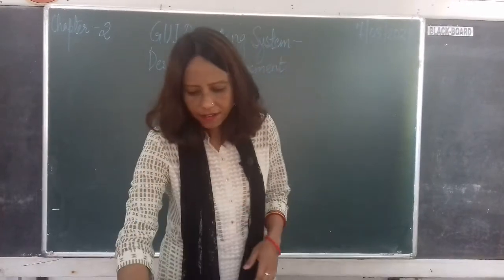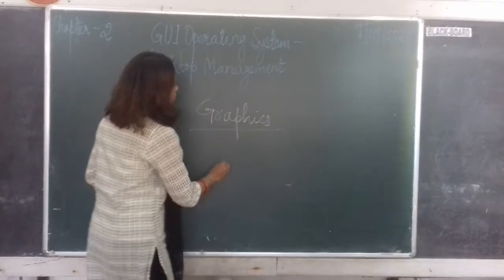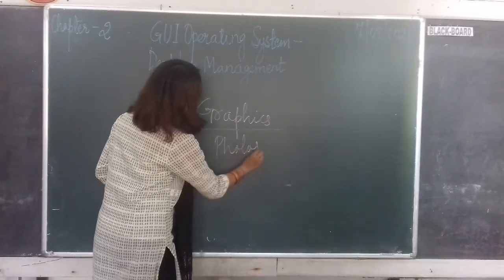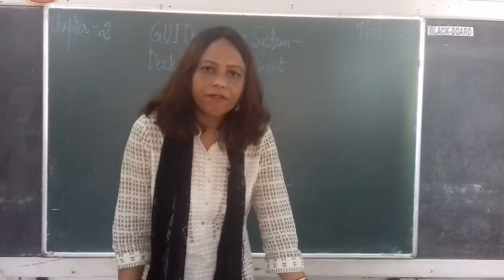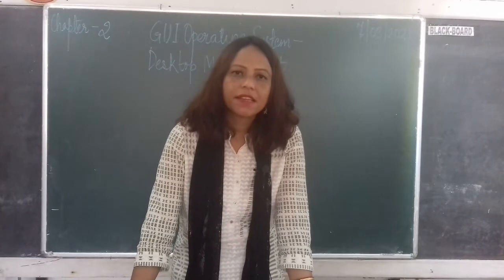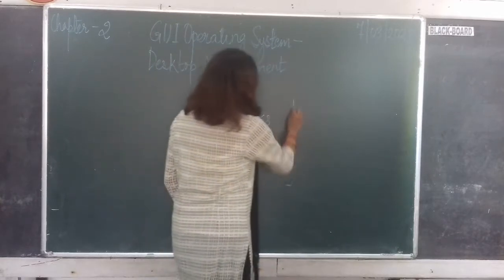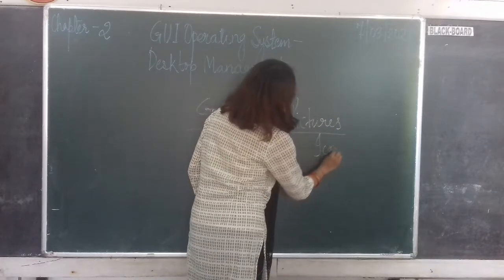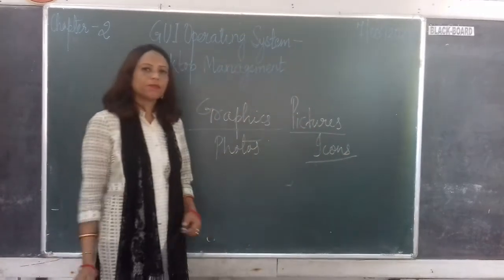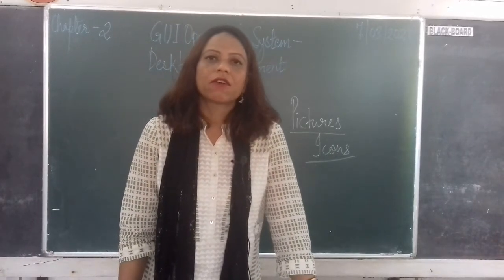As I have already told you, graphics. In simple language, we call it photos. In a graphical user interface, we see everything in the form of pictures, and these pictures in computer language we call icons. The pictures that we see on the screen are called icons.